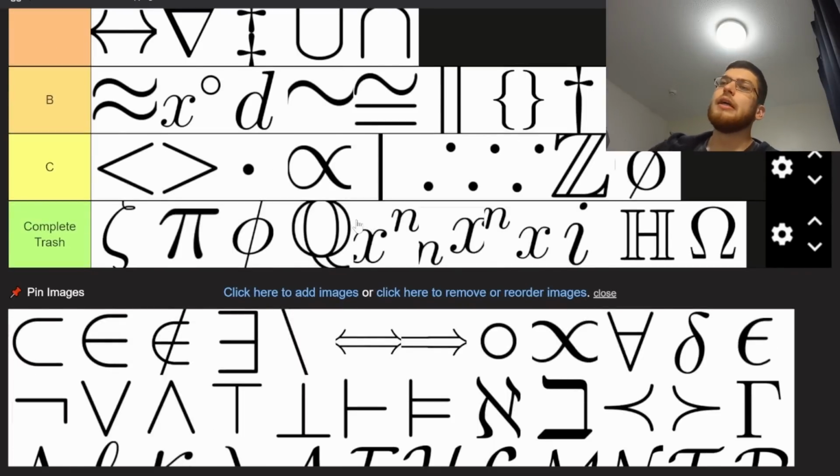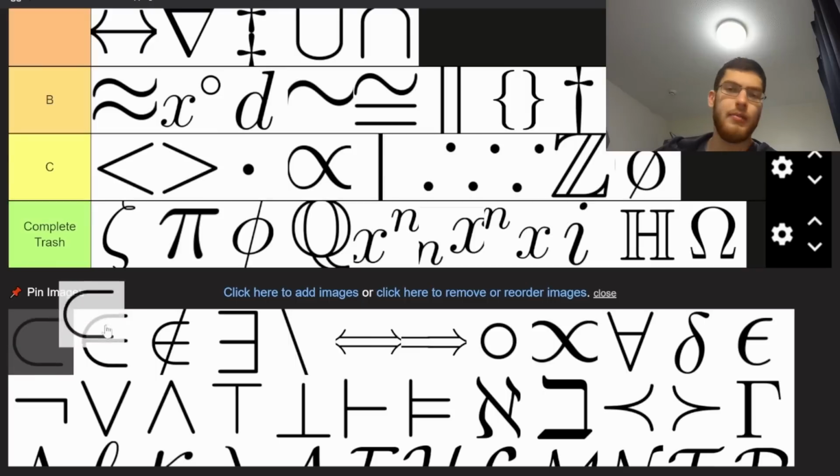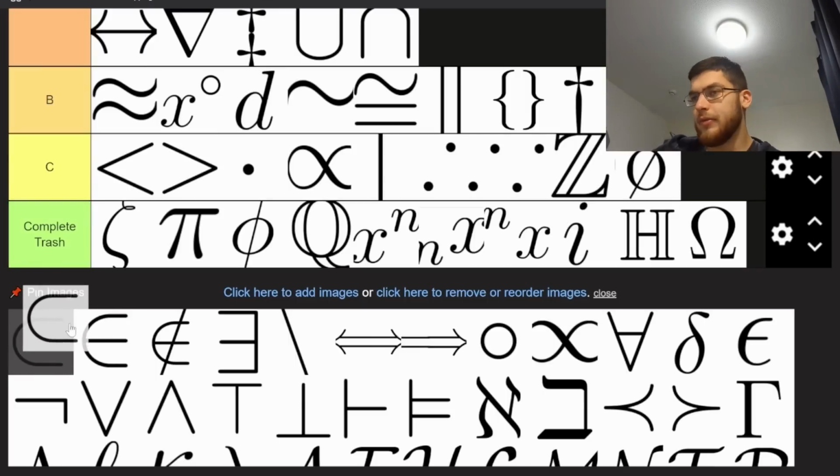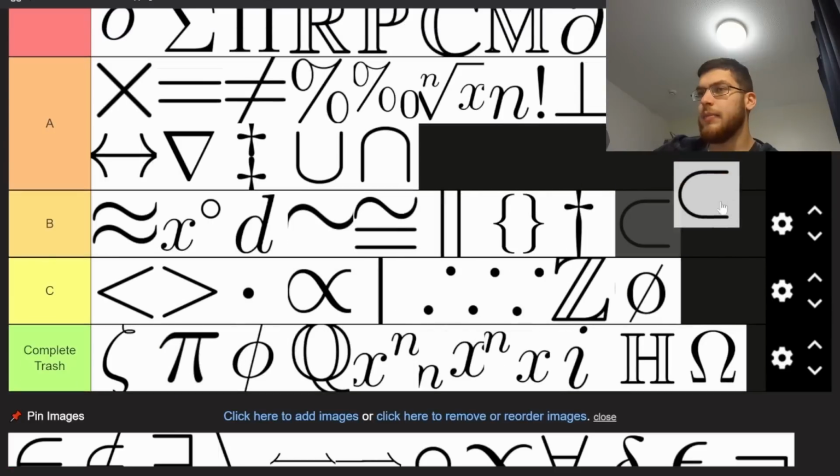Subset of. I kind of like it. It makes sense. You know, A is the subset of B. It's like you're saying this side is part of this side, and it's like a horseshoe. It kind of makes sense, to me at least anyway. It makes sense in my head. So I'm going to put it in B tier.